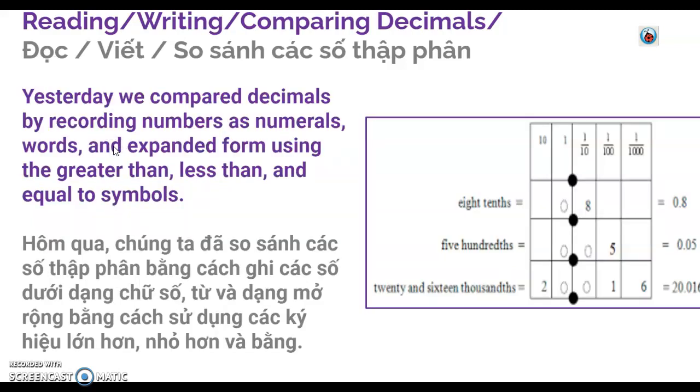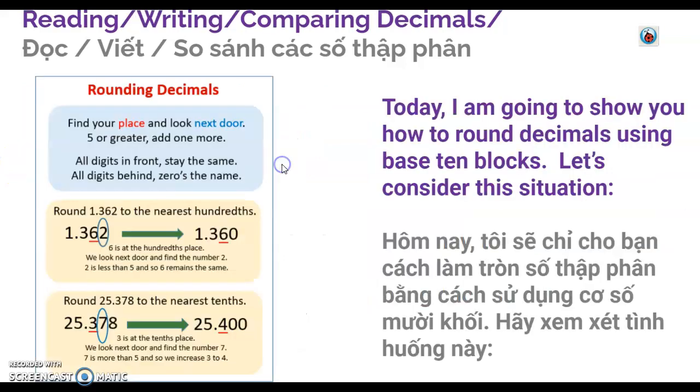Okay. As we continue, if you think about it, yesterday we compared decimals by recording numbers as numerals in word form and expanded form. And then we compared those numbers, but we used our place value chart to help us compare the numbers greater than or less than. Today, I'm going to show you how to round decimals using the base 10 blocks. I'm also going to show you how to do it what they would call the old-fashioned way. All right? So let's look at this situation.